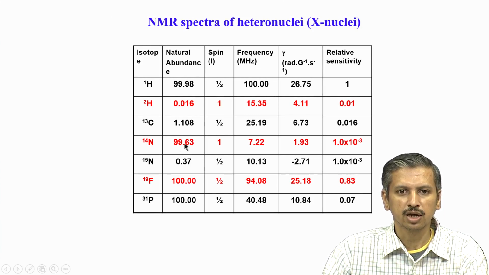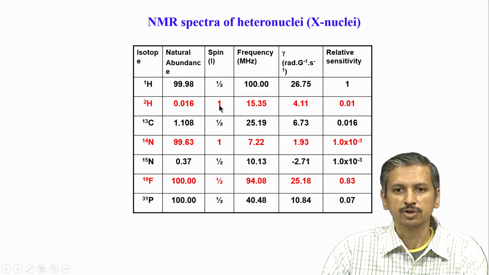Nitrogen 14 is again 100% abundant, but it is a spin 1 nucleus. Similar to deuterium, we do not normally study this in biomolecules because they are special nuclei with additional properties which result in broad lines. Therefore, for sensitivity and resolution reasons, we do not study this directly in NMR, that is, for protein NMR in the liquid state.